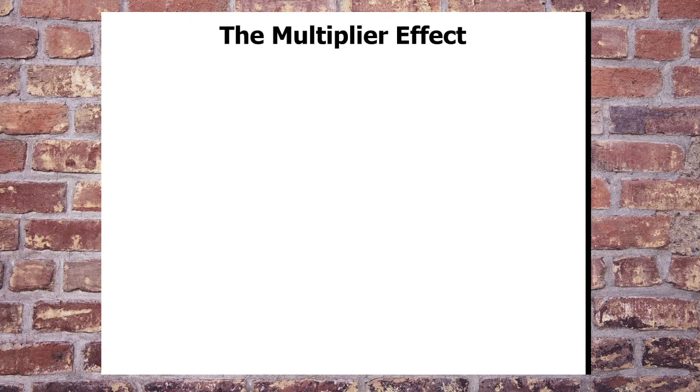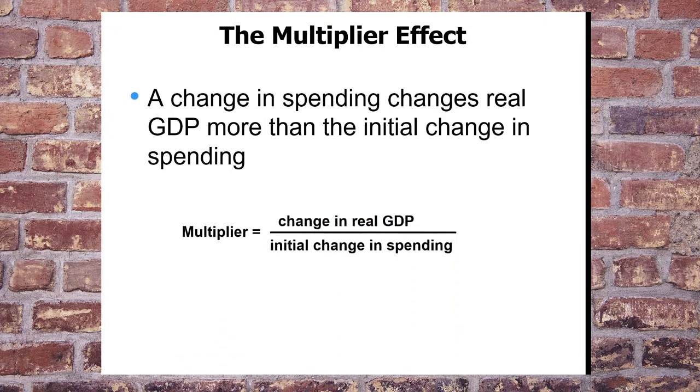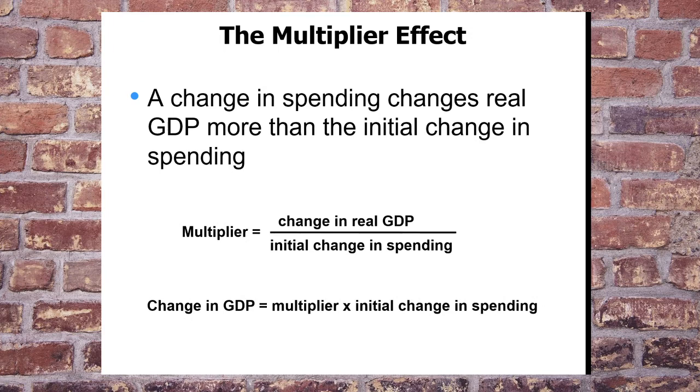All right, the exciting multiplier effect. A change in spending changes real GDP more than the initial change in spending. Right, so if you spend $100 and the multiplier is 5, it will turn into 500. The multiplier is equal to the change in real GDP over the initial change in spending. Okay, change in GDP is equal to the multiplier times the initial change in spending.